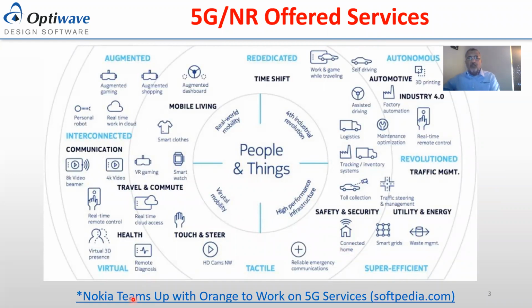This chart here, which was created by Nokia and Orange, shows the different services which can be served by the new radio systems, 5G and 6G. And this includes almost everything from autonomous cars, safety, health, as well as gaming, and everywhere in the field.